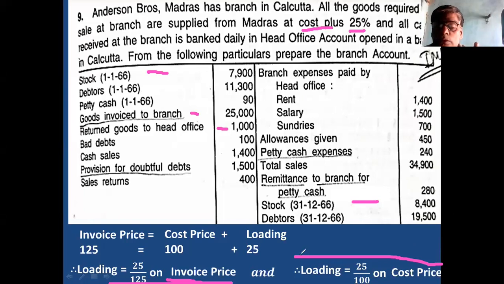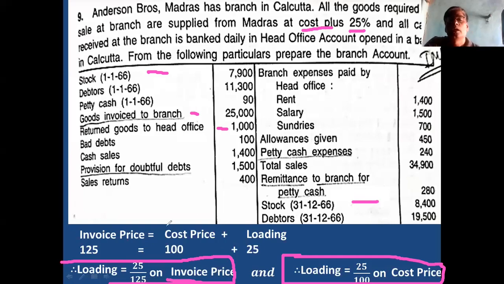Remember this. The second equation is used to calculate the loading on cost and to add that loading. The second equation is used to calculate loading whenever the cost values are given in the problem, and that loading is added to cost to ascertain the invoice price. After ascertaining the invoice price, that invoice price is to be recorded in your account. Remember this.